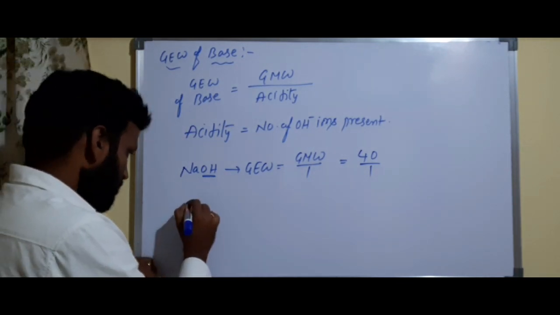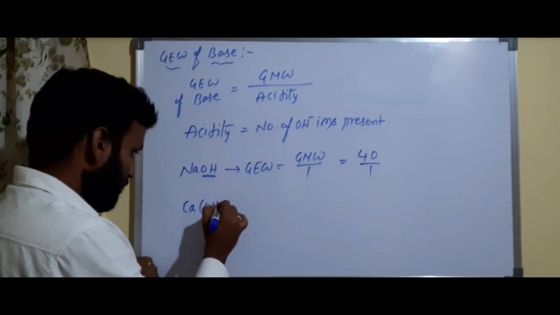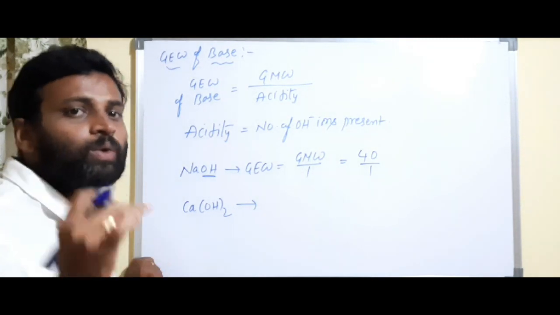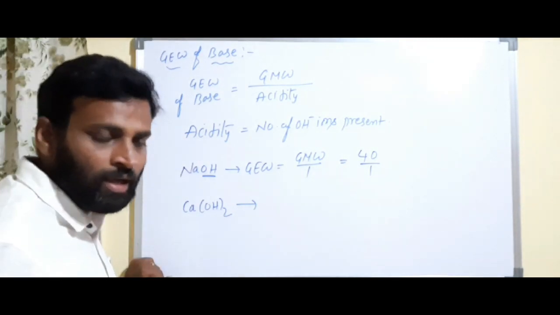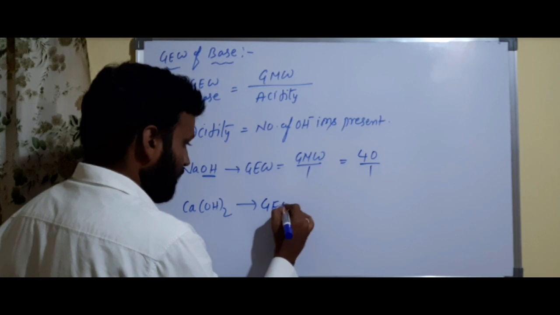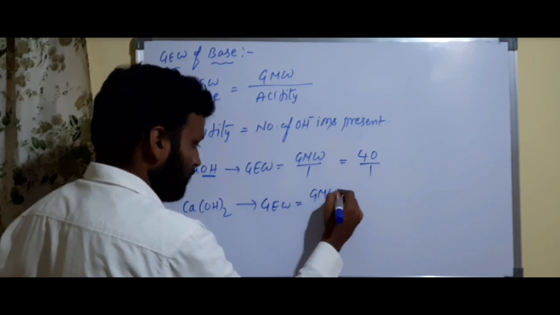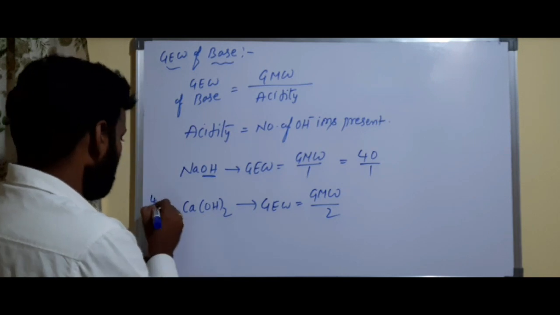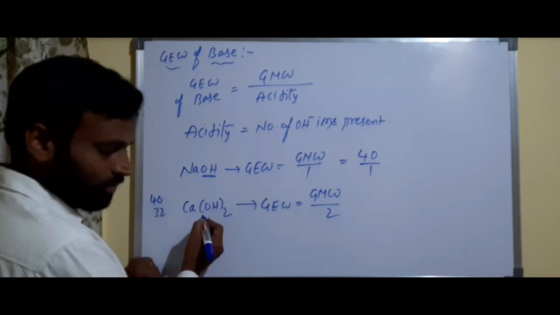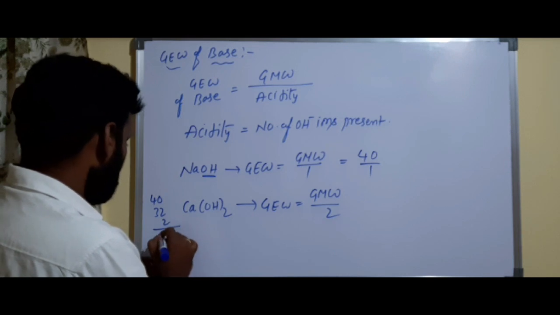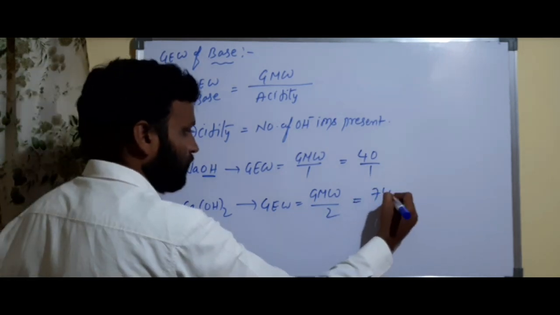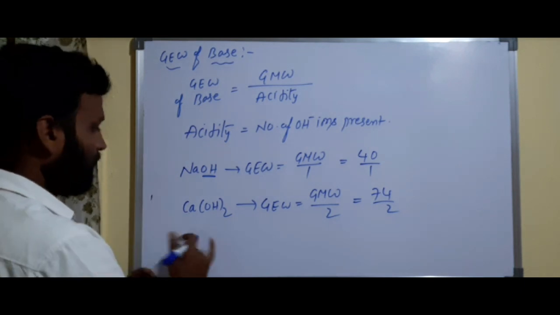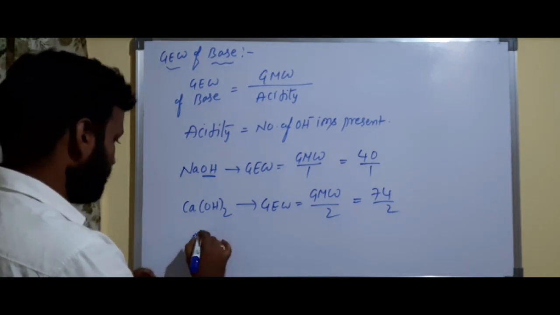Suppose calcium hydroxide, Ca(OH)2. How many OH groups are there? That is equal to acidity. Here no confusion. So here the gram equivalent weight is gram molecular weight by 2. Calcium 40, 32 because 2 oxygens, and 2, so 74. So 74 by 2. This is the gram equivalent weight of calcium hydroxide.